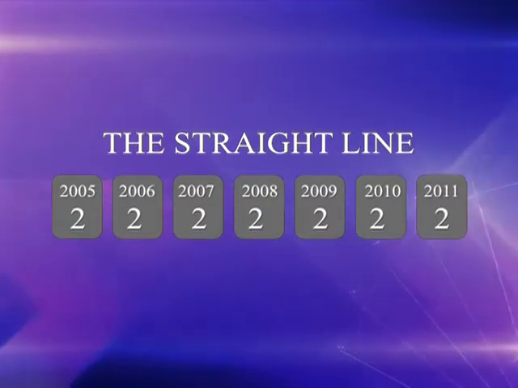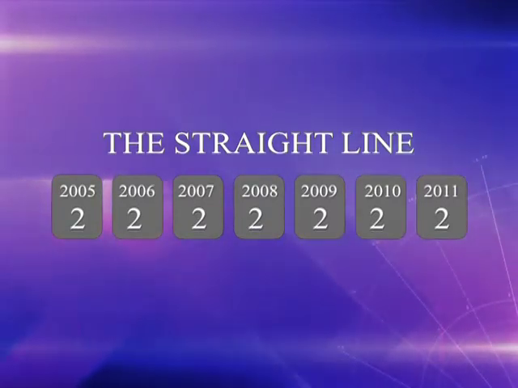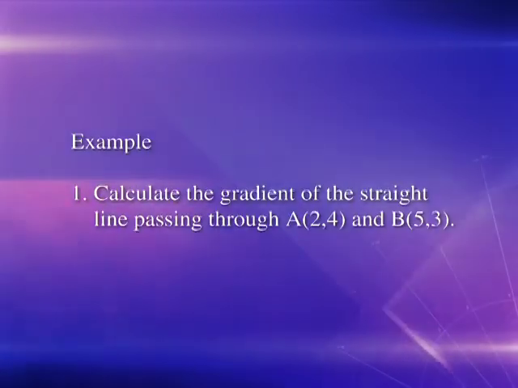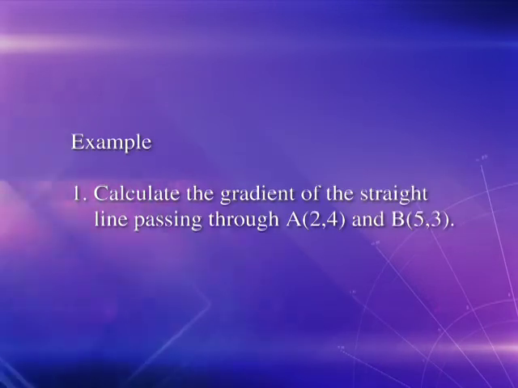The straight line usually appears twice in paper 1. As you can see in the analysis, it comes out like a straight line 2 times every year. Now here's an example for a question on the straight line.